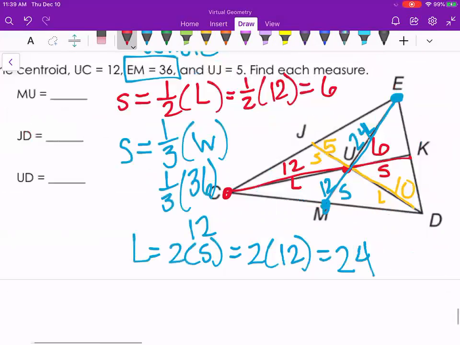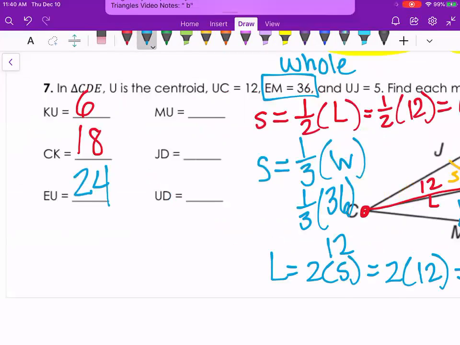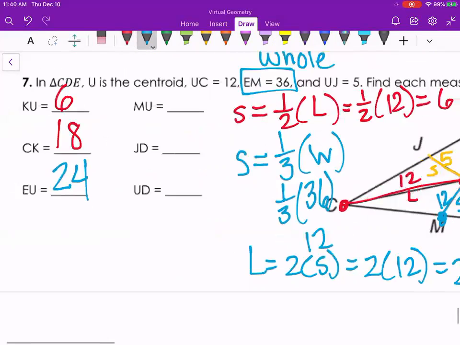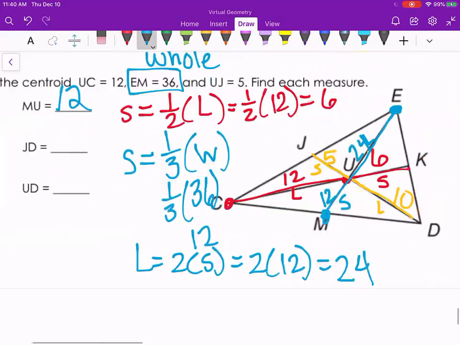E to U is 24. All right, M to U has the 12. Okay, our last piece, J to D is the entire way across, so 15. U to D is 10.